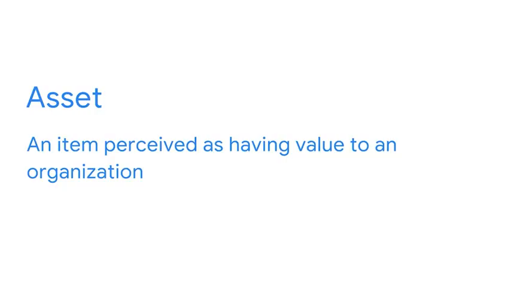Let's define a term that came up during our discussion of the CIA Triad: asset. An asset is an item perceived as having value to an organization. And value is determined by the cost associated with the asset in question.